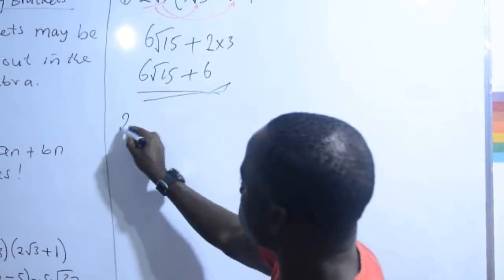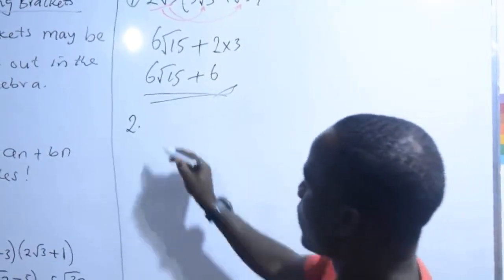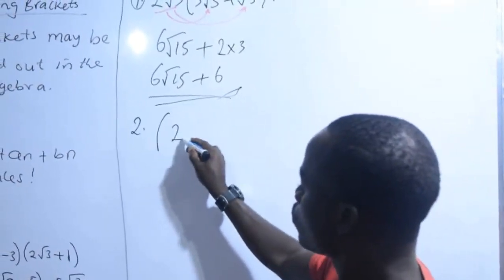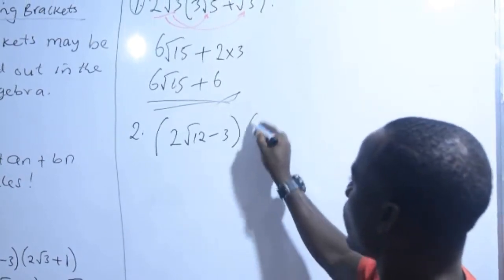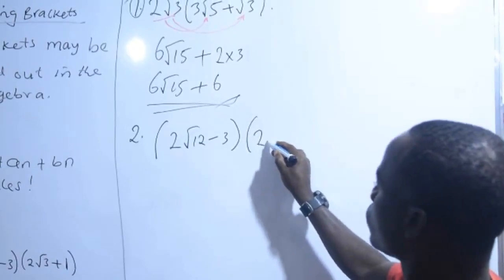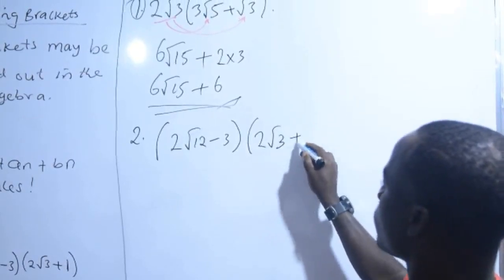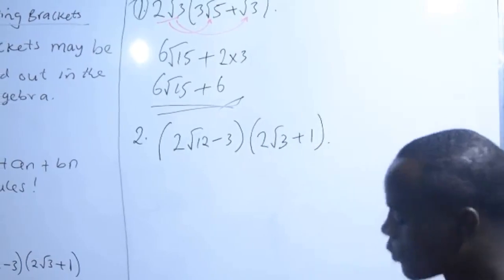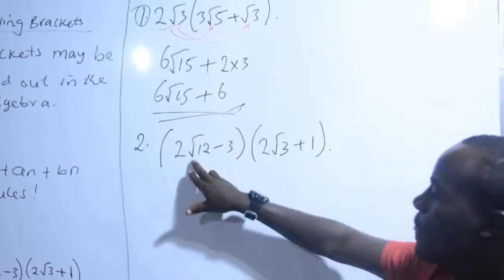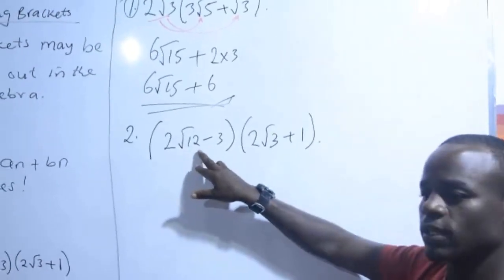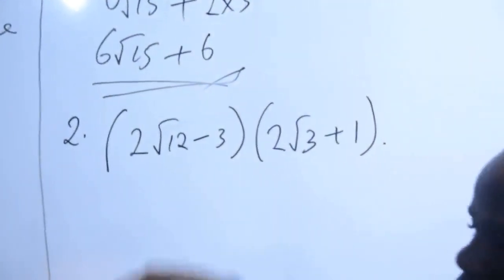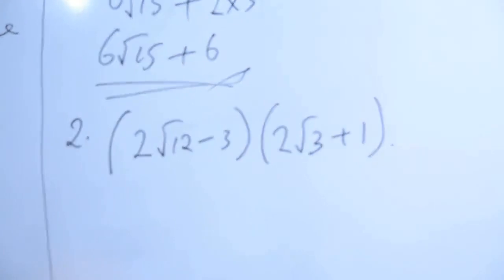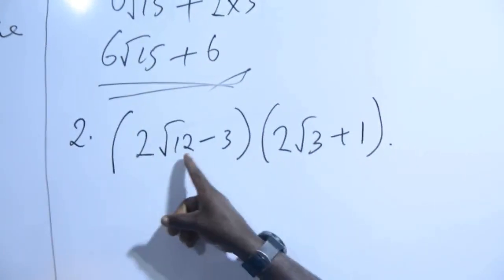Right, let's take the second question. We have open bracket 2 root 12 minus 3 close bracket, open bracket 2 root 3 plus 1. Now, before we proceed, I want you to observe the first bracket here. We have square root of 12, isn't it? And square root of 12 is not in its basic form, so we have to change it to its basic form by checking out the factors of 12 such that one of them is a what?